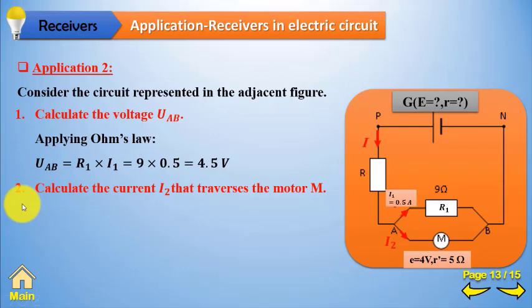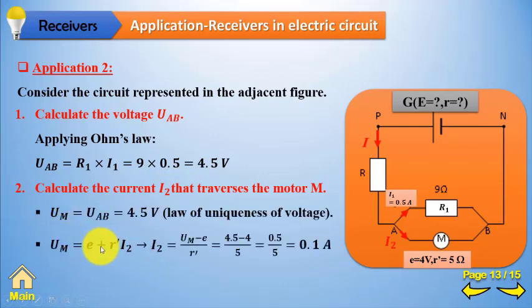Now you need to calculate the current I2 that traverses the motor M. Applying the law of uniqueness of voltage in parallel grouping, UAB across the terminals of the resistor R1 is equal to UAB across the terminals of the motor. Then UAB is equal to 4.5 volts, which is equal in this case to E prime plus R prime I2, applying Ohm's law on the motor. Then I2 is equal to (UM minus E prime) divided by R prime. Substituting each by its value gives you that the current I2 traversing the motor is equal to 0.1 ampere.